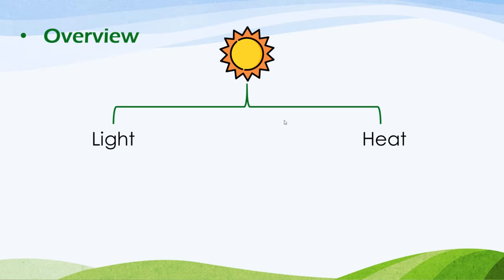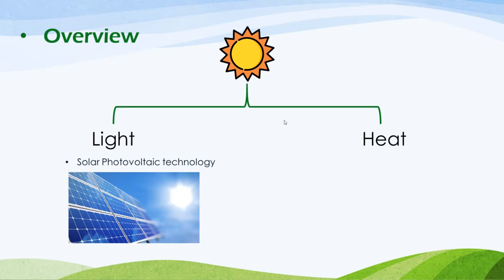So we have two main types of solar energy production, depending on the type of energy used. The first type, which depends on light, is called solar photovoltaic technology. In this type we have solar panels, as you see here, and the solar panel absorbs the light radiated from the sun. Then, by some technology that we will illustrate later in detail, the light is converted to electrical energy.